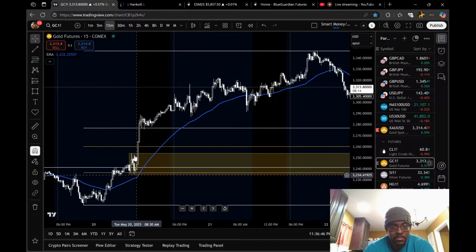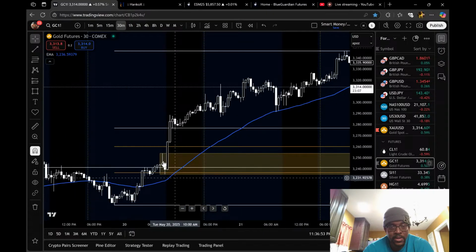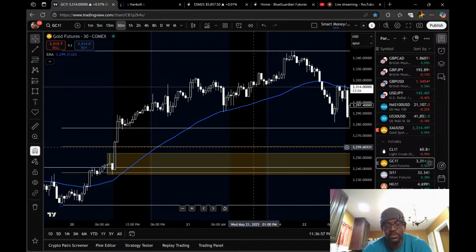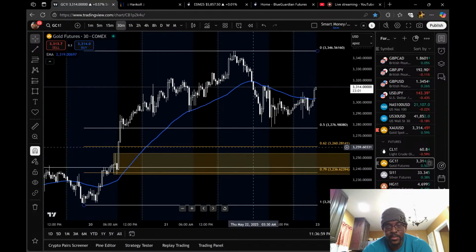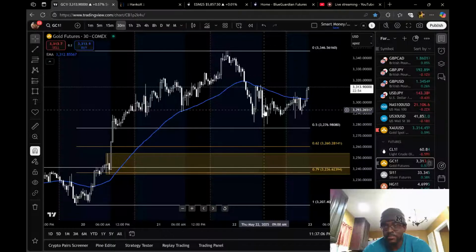Let's look at it on the 30. Look. Y'all see it? Right up in here. All right. So that's our hidden order block. And see, price came up, came down, kind of. This is kind of like consolidation right here.